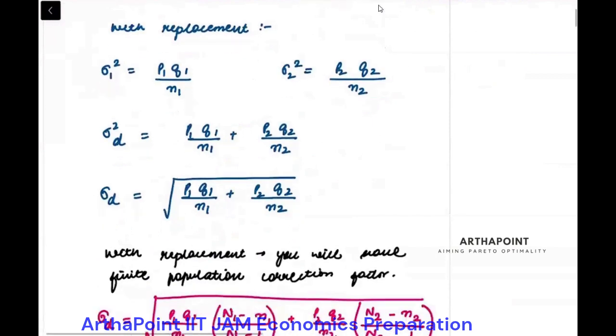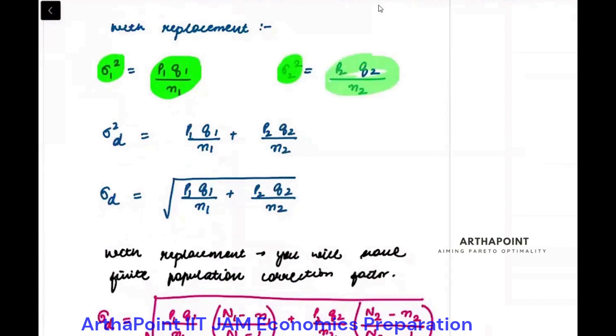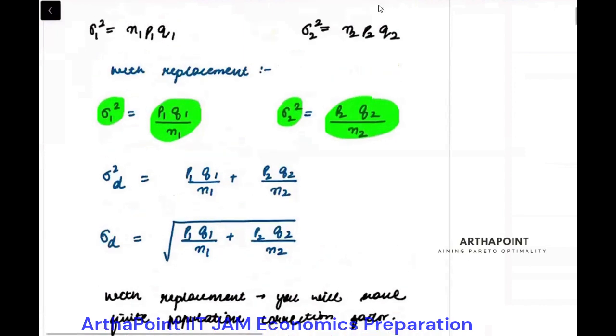you know, we have always done it with replacement. With replacement, the formula of sigma 1 square is P1 Q1 by N1, and the formula of sigma 2 square is P2 Q2 by N2. Please do not confuse yourself. We are testing proportions, differences.